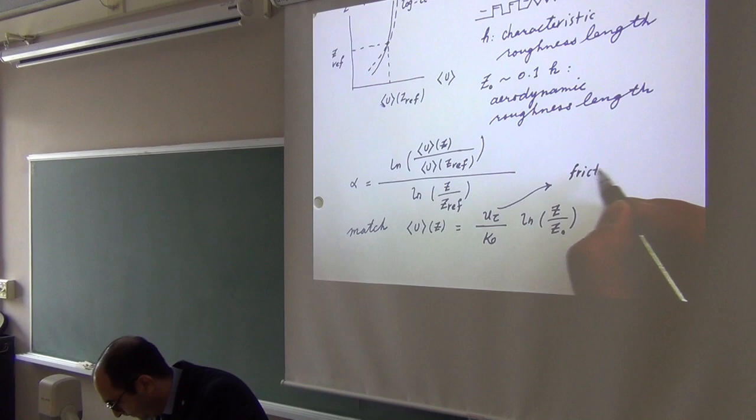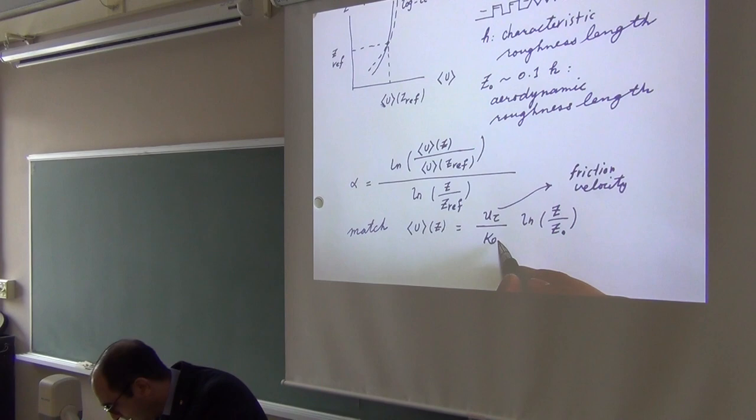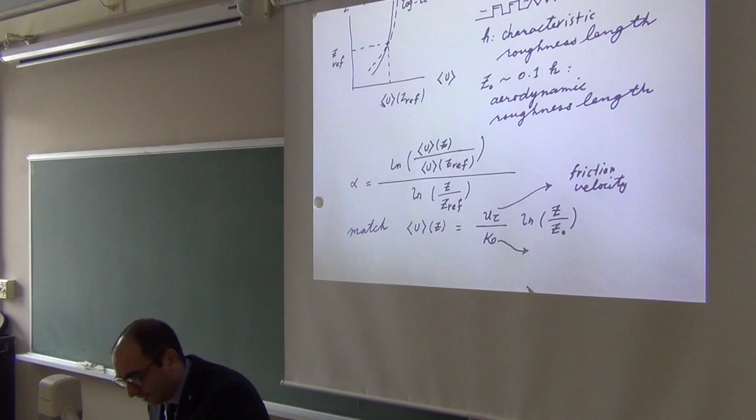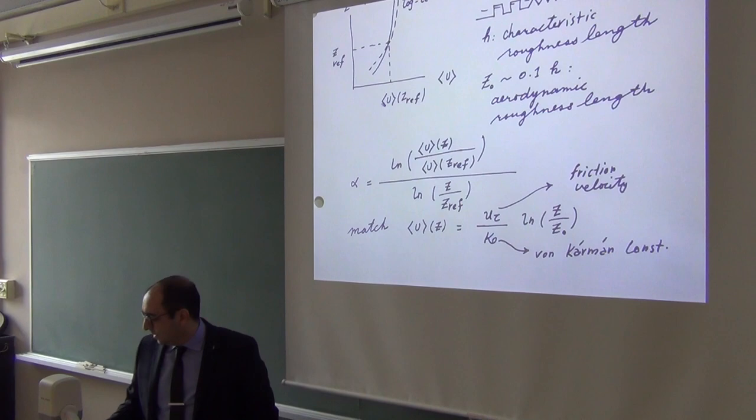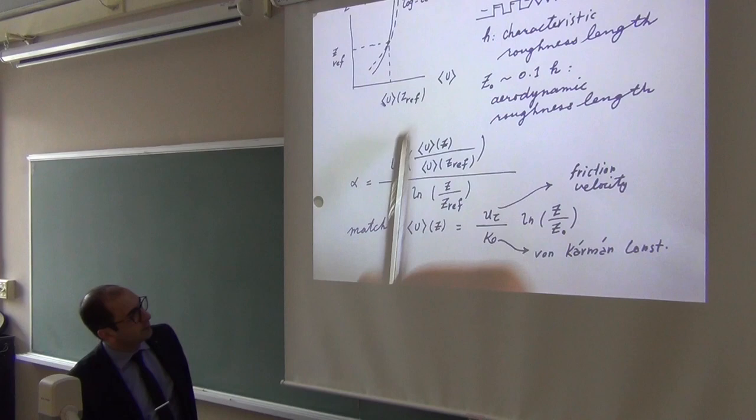Friction velocity. What was kappa? Yes, the von Kármán constant. The idea is that anytime I see u in this expression, I replace it with the log law. And this is what I'll get.